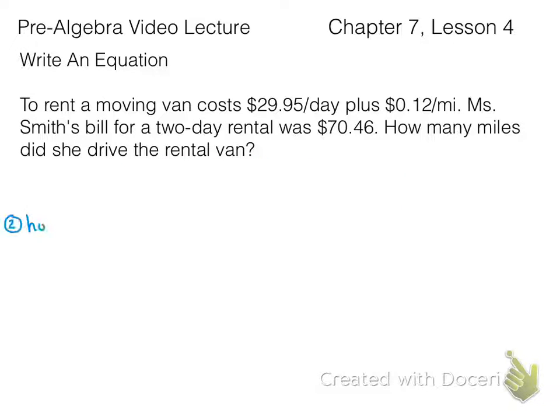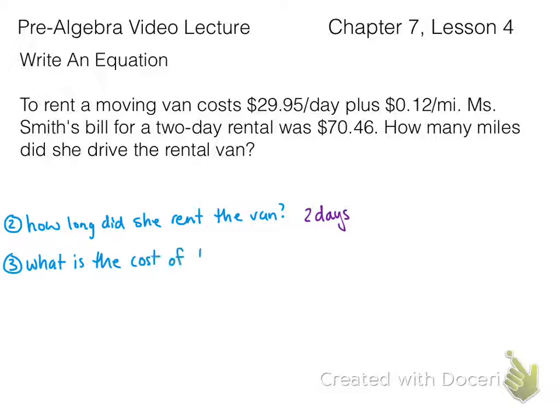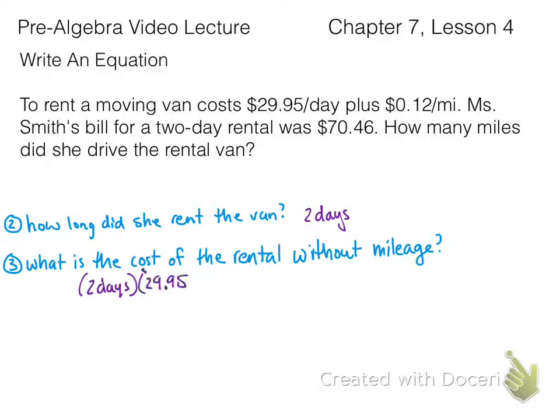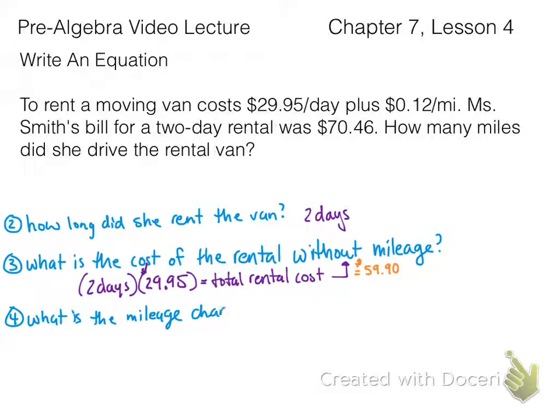All right, so the second thing we need to find out is how long did she rent the van? Well, that's 2 days. And what is the cost of the rental without mileage? Let's say she just got the van, parked it outside the rental facility, and that was it. Well, it's going to cost her 2 times the daily rate, which is $29.95. So 2 days times $29.95 is a total rental cost of $59.90. All right, what is the mileage charge? Well, that's the 12 cents per mile.